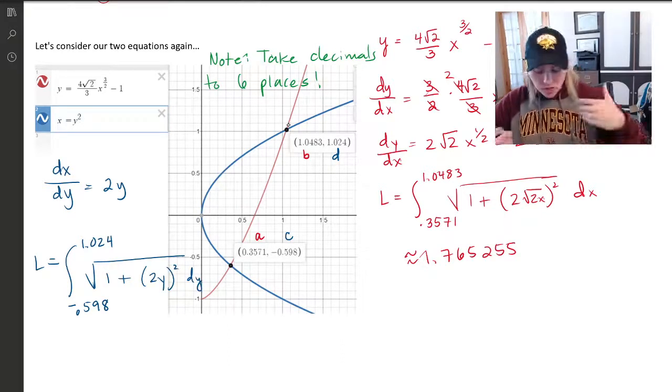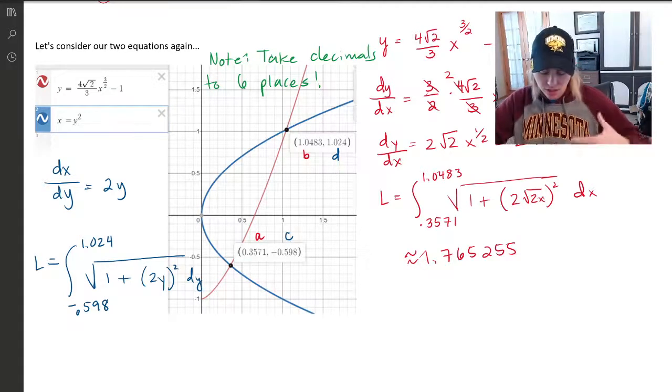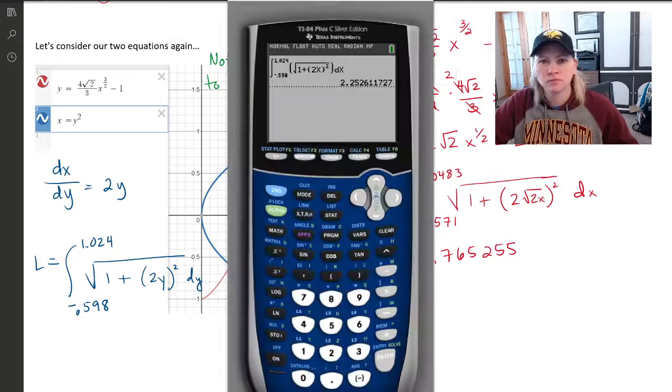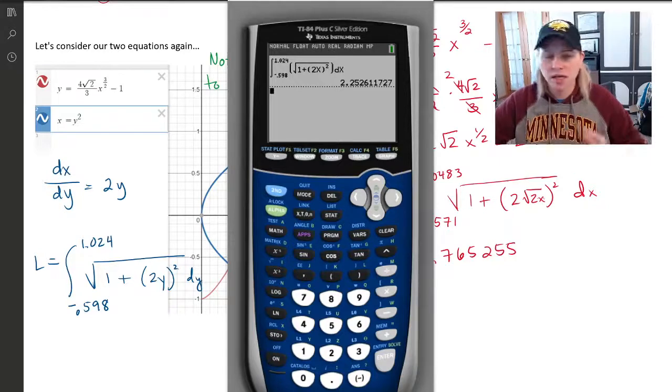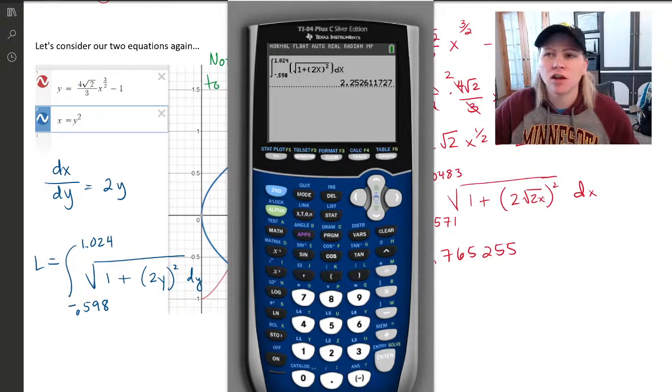Now, this is the setup that I would want to show on my AP exam. I'd want to show the derivative. I'd want to show that I'm plugging it in. And if I use my calculator, this is the minimum that I need to show. So I'm going to plug this into my calculator, much like I did the other one. And here's what it looks like. And remember, on the paper it says y. In my calculator I use x because that's what my calculator understands. And here's the answer that I get. This is the length of the blue curve.